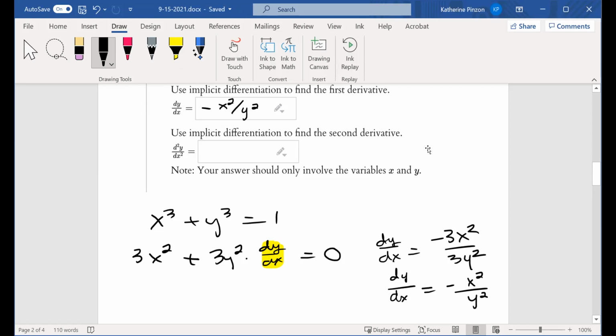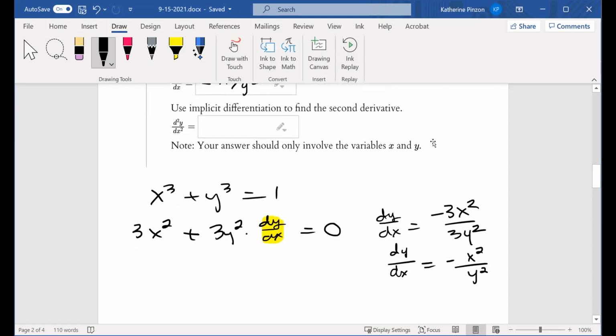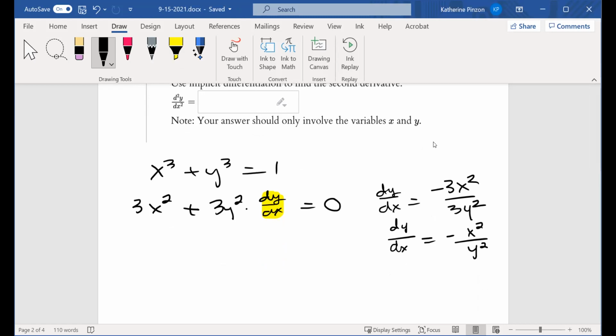Okay, now I need the second derivative, right? To take the second derivative of this thing, I have to take the derivative again. I can either do the derivative from this line over here, or from this line over here. If I do it from the one on the left, which rule am I going to need to use here? The product rule. Yeah, I'm going to need the product rule because I have 3y squared times another variable dy dx, right? If I do it from the one on the right, what do I need? The quotient rule, right? Both are yucky. It doesn't matter. You can choose whichever you want, but you'll have to use either the product rule or the quotient rule.